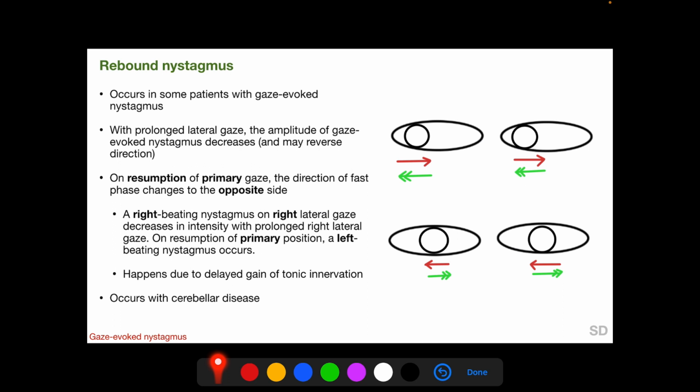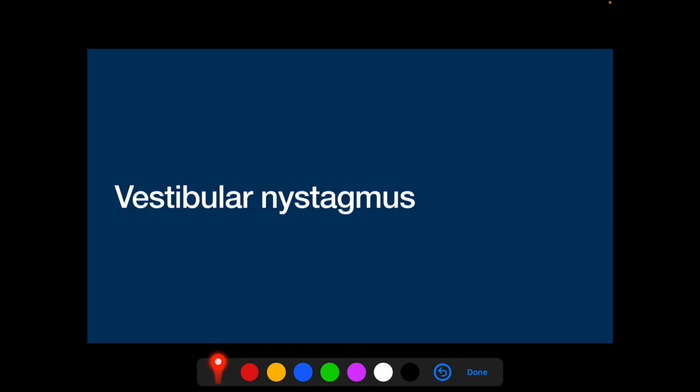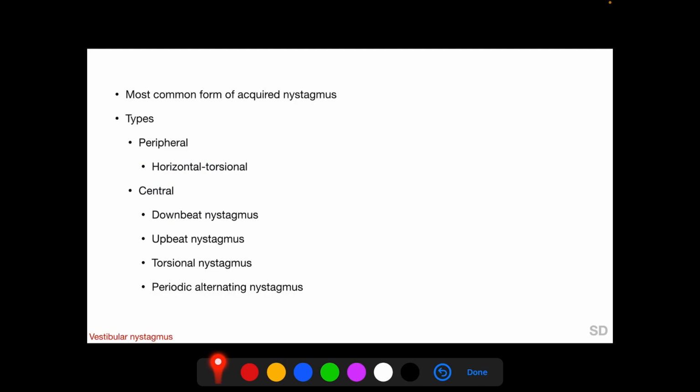And rebound nystagmus is said to happen due to delayed gain of the tonic innervation, and it occurs with cerebellar disease. Coming to vestibular nystagmus, we have discussed vestibular nystagmus when we covered the vestibular ocular system in the session on supranuclear control of eye movements. But we will again go through this topic once more.